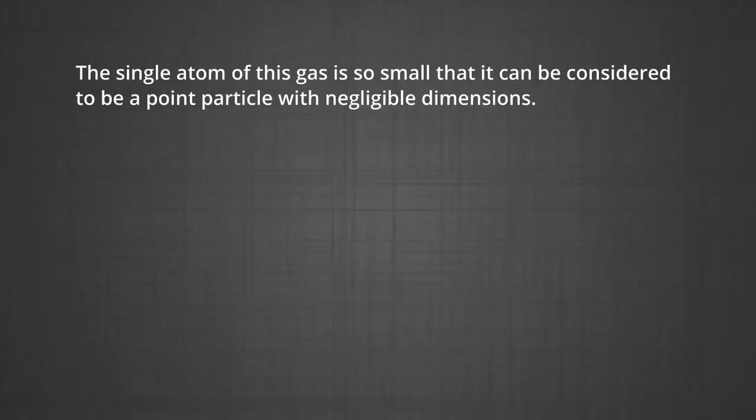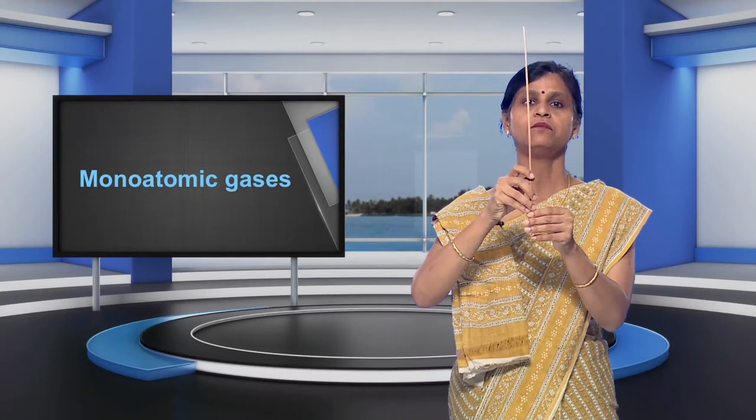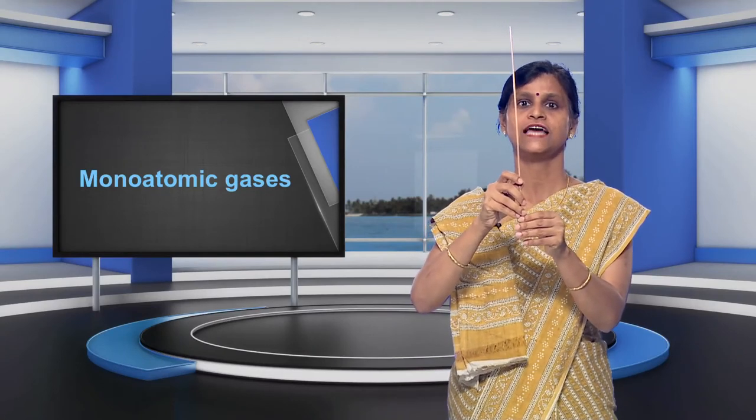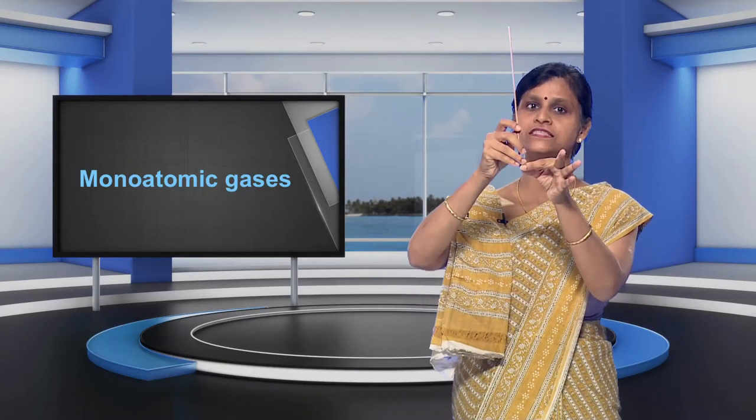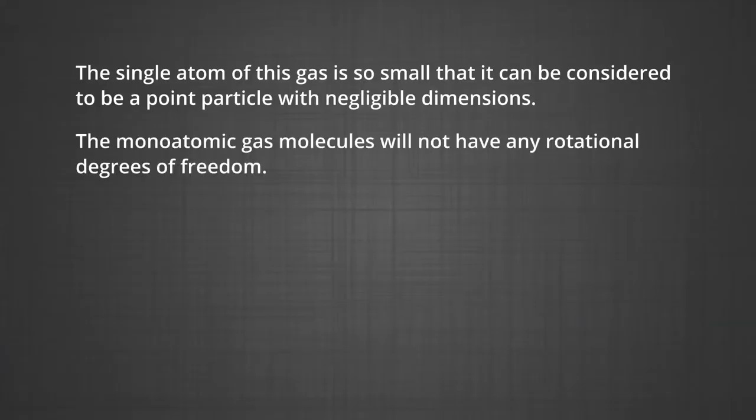The single atom of this gas is so small that it can be considered to be a point particle with negligible dimensions. So, for an axis passing through the atom, there can be no rotation about the axis as the atom itself lies on the axis. Hence, monoatomic gas molecules will not have any rotational degrees of freedom.